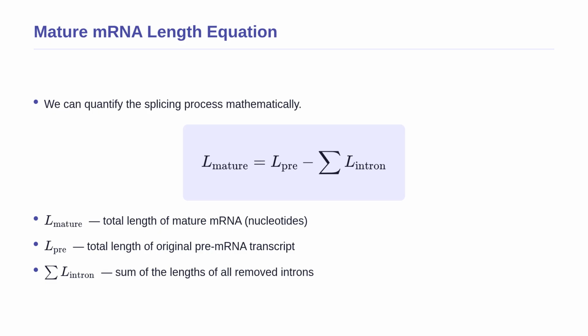Finally, the sigma term represents the sum of the lengths of all the introns that are cut out by the spliceosome. Physically, if the number of introns or their lengths increase, the amount of material subtracted increases, resulting in a shorter mature mRNA.